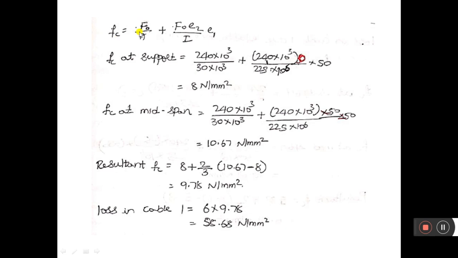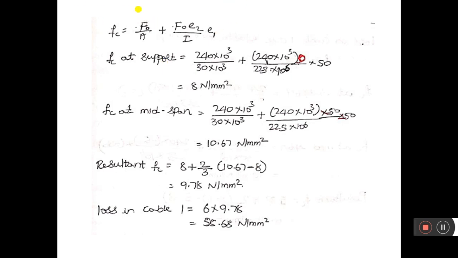So Fc is equal to F naught by A plus F naught into E2 into E1 by I. So E2, E1 means here we have two parabolic cables. E2 is the eccentricity of cable 2 and E1 is the eccentricity of cable 1. So Fc at the support. At support we have two eccentricities from cable 1 and 2. For cable 1 at support the eccentricity is 50, and for cable 2 the eccentricity at support is 0.